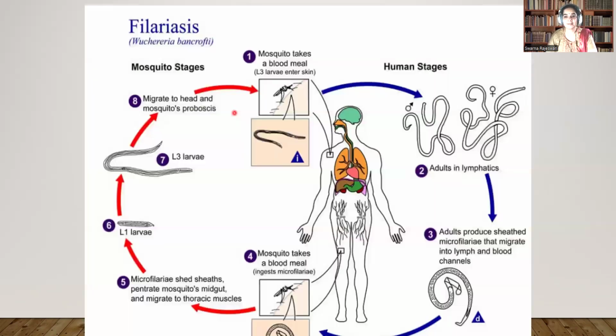So the same, the human stages. These are all the human stages, whereas these are all the mosquito stages. So from the mosquito again it is entering into the man.